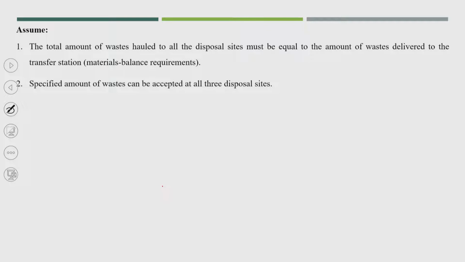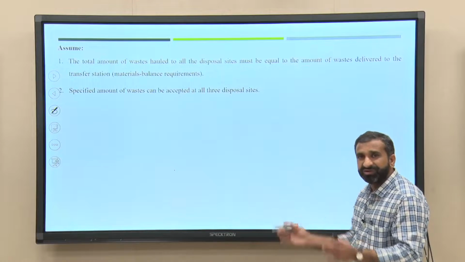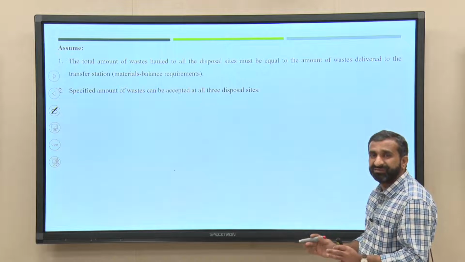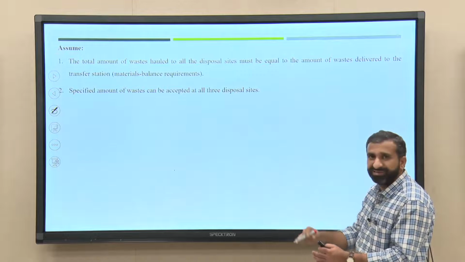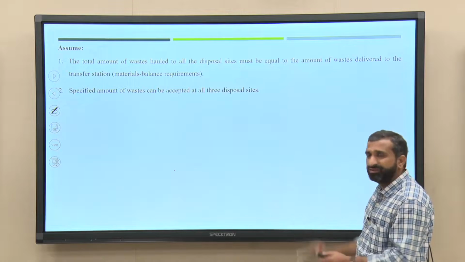And second, a specified amount of waste can be accepted at all three disposal sites. A specified amount of waste means whatever storage facility or space is available, that much waste could be accepted at the disposal site.